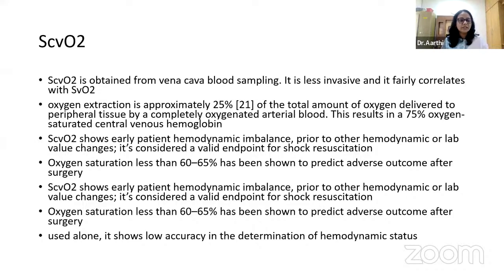So the central venous oxygen saturation shows patient hemodynamic imbalance earlier than other hemodynamic or lab value changes, and it is considered a valid endpoint for shock resuscitation. Oxygen saturation less than 60 to 65% has been shown to predict adverse outcomes. And mixed and central venous oxygen saturations show early patient hemodynamic imbalance. It alone determines the hemodynamic status.